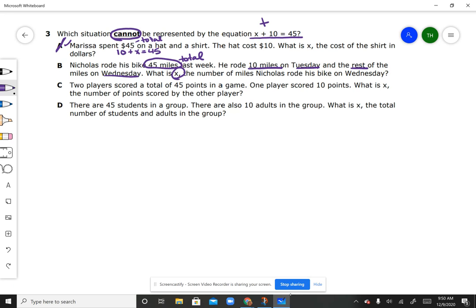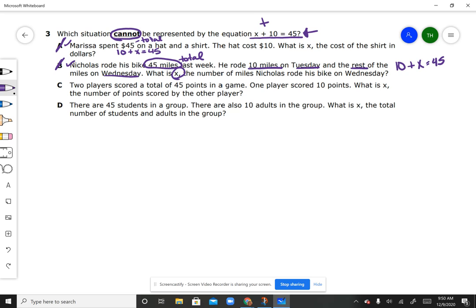Okay. So if I take the number that he rode on Tuesday, which is 10, I can add it to the amount he rode on Wednesday, which is X, and it would give me 45. This is the same equation I came up with in A that I said came out to the same thing as the equation they gave us. Okay. Remember, when adding, it doesn't matter which order you add in. X plus 10 is the same thing as 10 plus X. So this one works out, so I know that's not my answer.